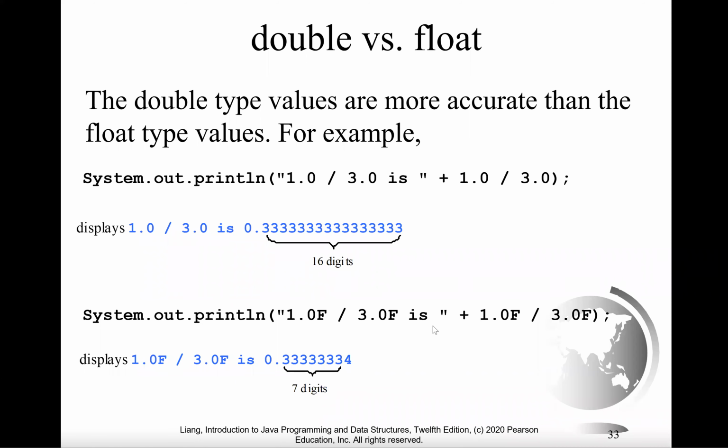Double is more precise than the float. For example, 1.0 divided by 3.0, the result is this many digits, 16 digits. And 1.0f divided by 3.0f, those are floating point numbers, the float type values. And the result, as you see here, is 7 digits of threes. So this is less precise than using double.